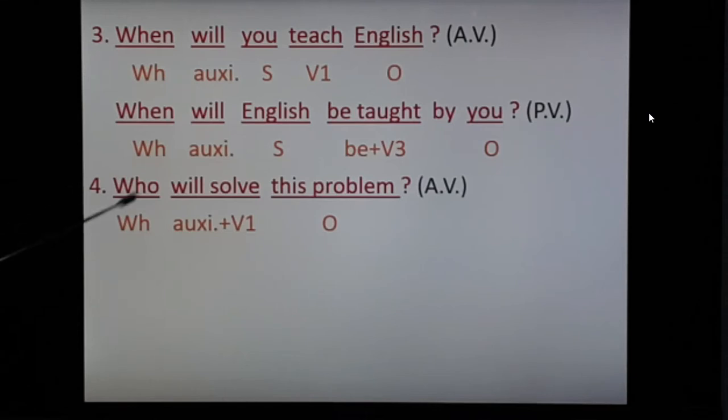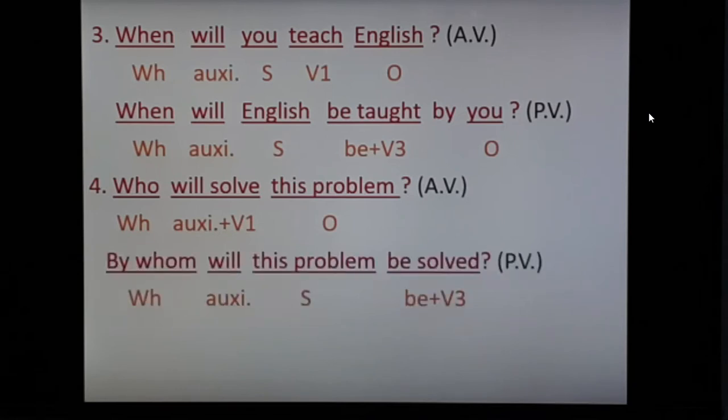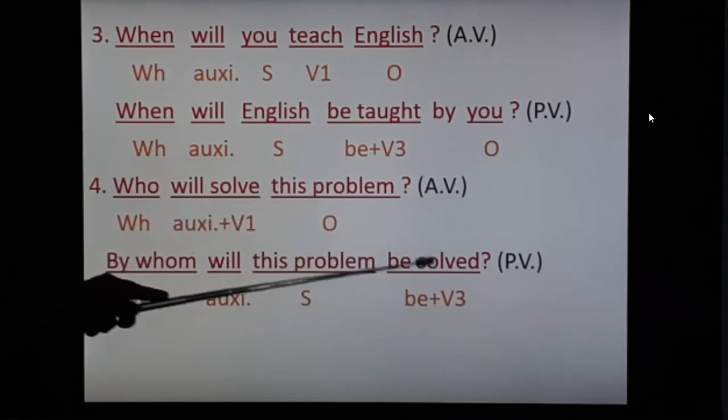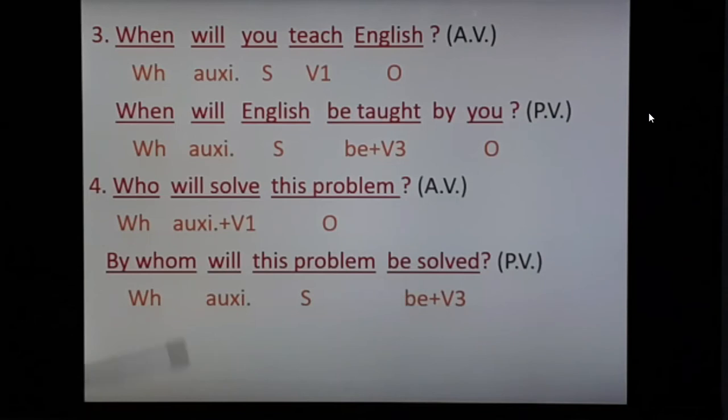Next, who will solve this problem? This is active voice. Who is the WH question, will is the auxiliary, solve is the V1 form, and this problem is the object. Okay, let's turn this to passive. Who becomes by whom in passive, so by whom is written in the beginning. Then, according to this problem, you have to add the appropriate auxiliary verb. That's why will is given. Then write the same thing, this problem. After that, you have to write be, and then the V3 form of solve, that is solved. This is passive voice. By whom will this problem be solved? Question mark.